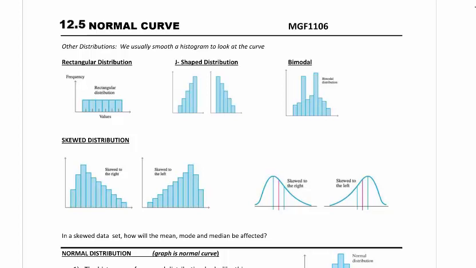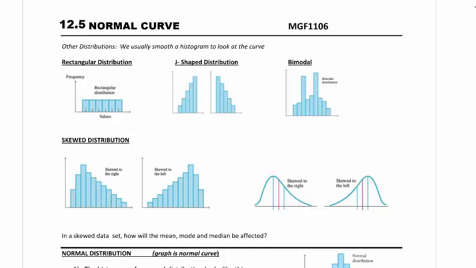We're going to talk about the normal curve in this video for our statistics chapter. So the normal curve, we're going to start off with just some basic ideas of other distributions you can have. Usually, again, we end up using the normal distribution for most, but that is not the only one, which is what I want to make sure you're clear on.